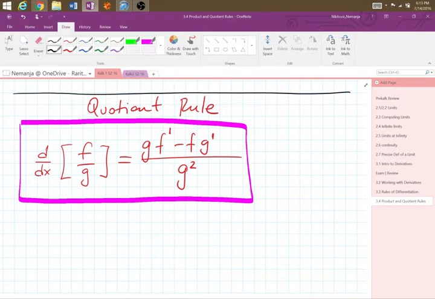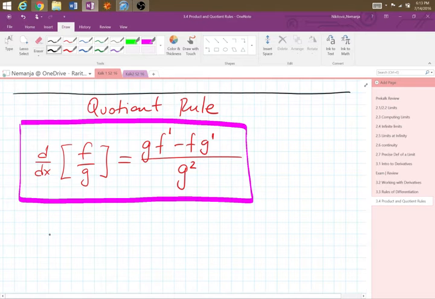And one student said, oh yeah, there is a formula. There is a song. And he went, low d high minus high d low over low squared. So it is, right, top and bottom, and then high and low, the top and the bottom. So it's that low d high. D high means derivative of the high, of the top. So low d high minus high d low over low squared. Just whatever works for you. Just get that formula down.